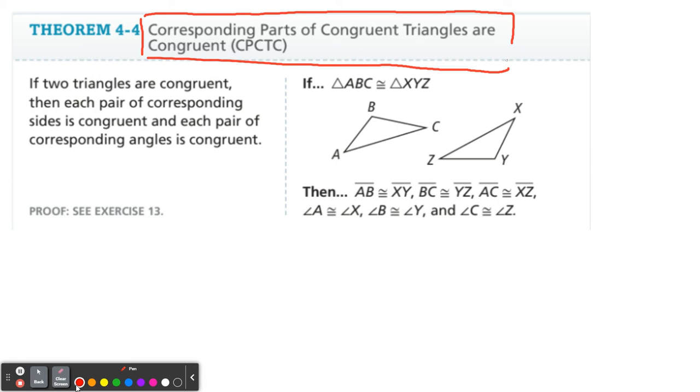So CPCTC, right? Basically what it says, if you have two triangles that are congruent, then each pair of its corresponding sides and each pair of its corresponding angles is congruent, right? So every triangle has three pairs of sides, three pairs of angles. So here, AB is congruent to XY, BC is congruent to YZ, and AC is congruent to XZ. Three pairs of congruent sides.